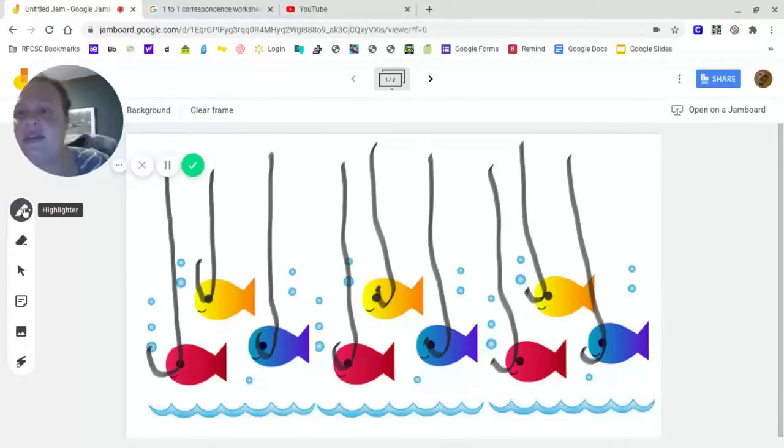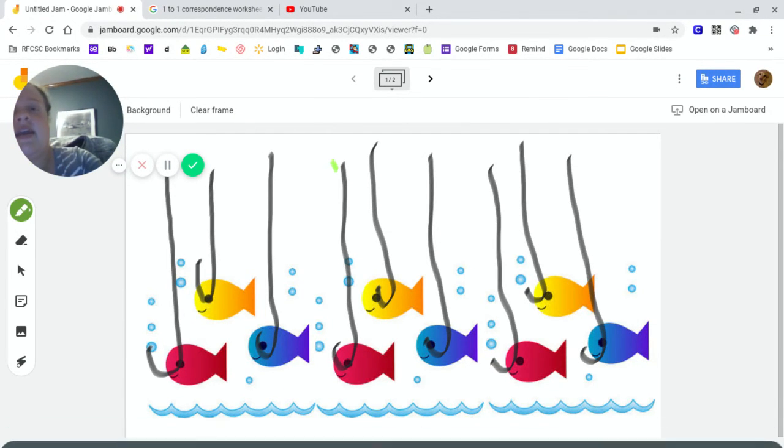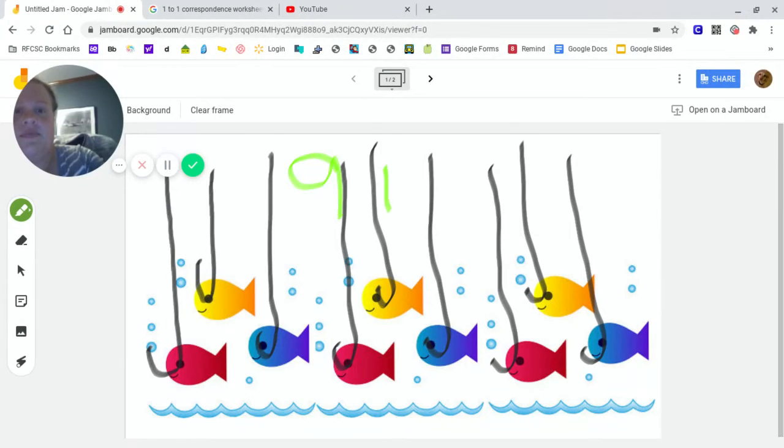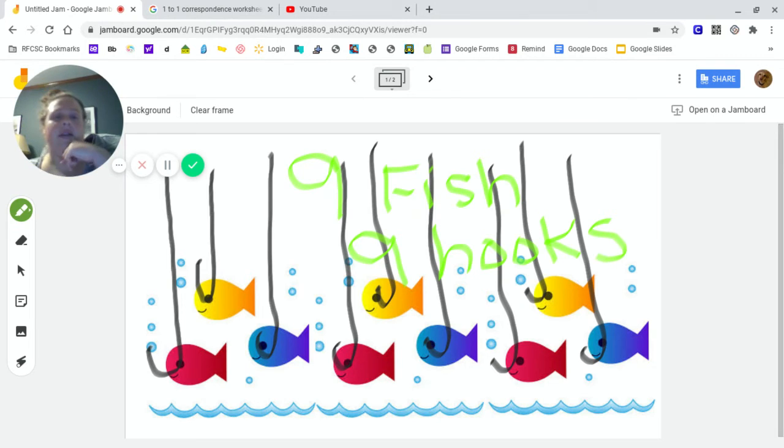Very good. So if you notice, there were 9 fish, and then there were also 9 hooks. So for every 1 fish, there was 1 hook. That is called one-to-one correspondence. And we can do that with pictures.